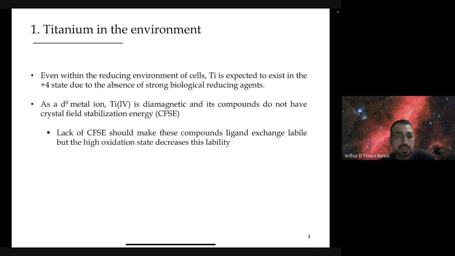Another really interesting thing is that titanium-4 is d0, meaning that it does not have any d orbital electrons. So it is diamagnetic, and like gold-1, it does not have any crystal field stabilization energy. Gold-1, d10, titanium-4, d0, both no crystal field stabilization energy, because you're not going to stabilize any d orbitals if there are not even electrons in there anyway. Lack of crystal field stabilization energy should make these compounds ligand exchange labile. However, the high oxidation state decreases this lability, and so that's actually important.